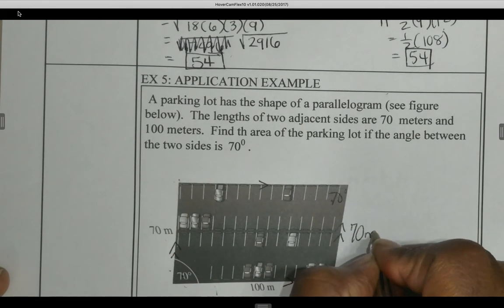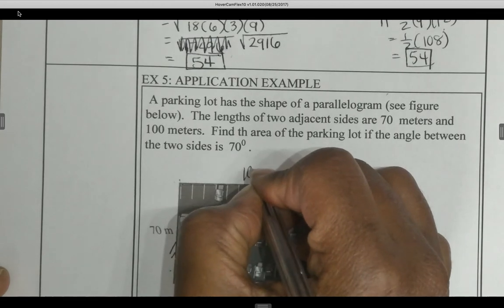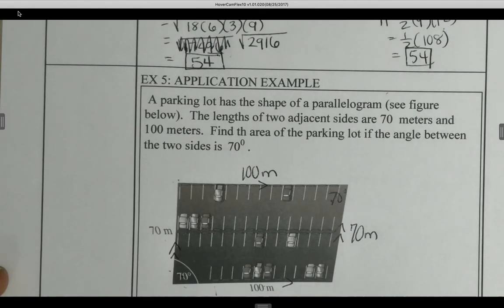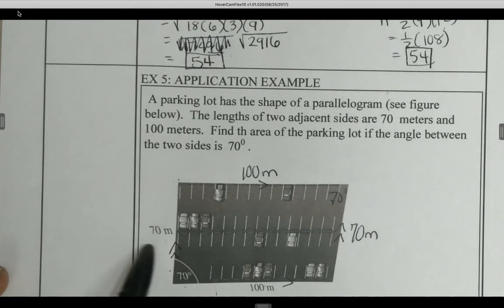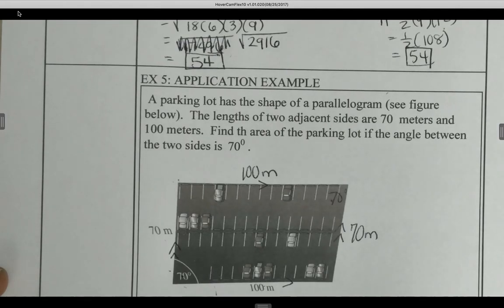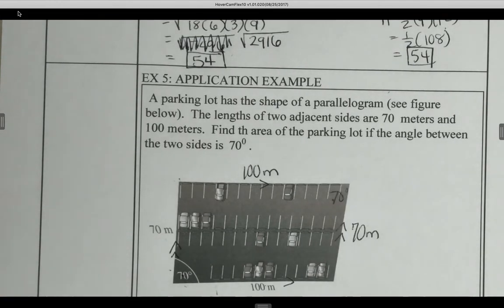So this is 70 meters and this is 100 meters. Okay, it says the lengths of two adjacent sides are 70 and 100. That's what we were given, so we can copy those as well. It says find the area of the parking lot if the angle between is 70. Right now we don't even have a triangle, and all we have is the formula for a triangle. So I'm going to split this up so that it looks like a triangle.